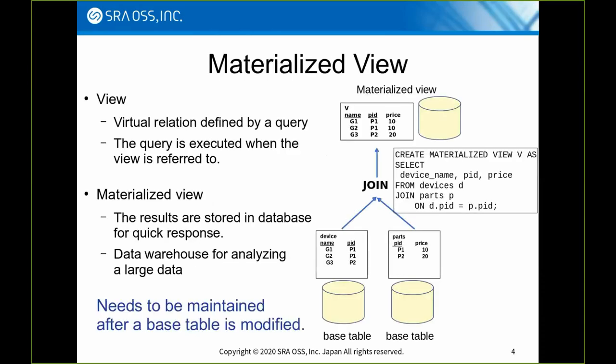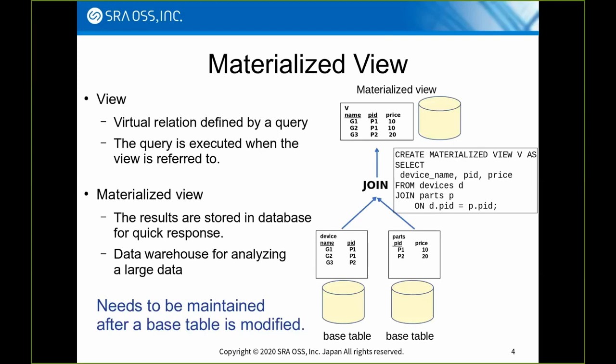First, a view is a virtual relation defined by a view definition query. The query is executed when the view is referred to by a select statement. On the other hand, a materialized view is a view whose results are stored in the database, and this enables a quick response to clients. This is useful, for example, for analyzing a large data in a data warehouse.